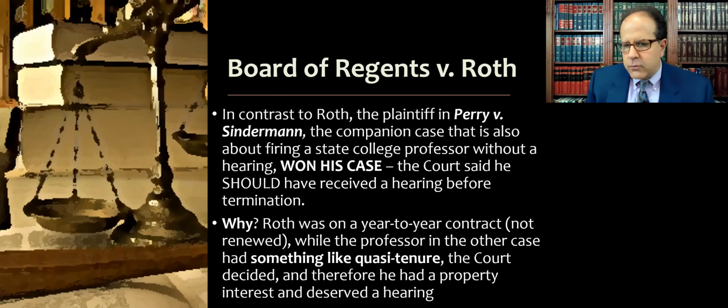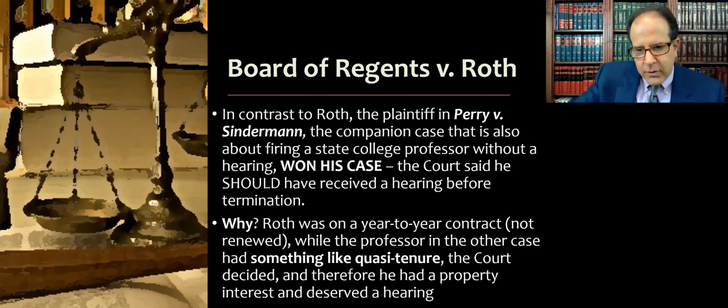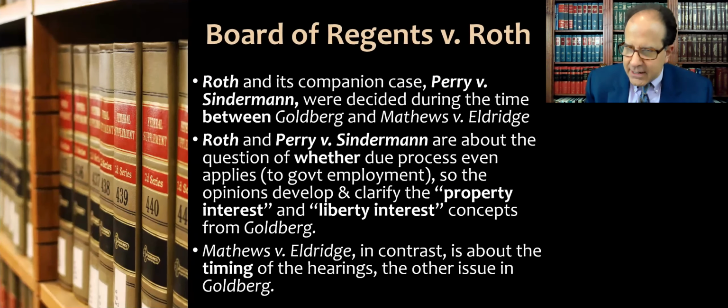Why? Well, remember, Roth was on a year-to-year contract that wasn't renewed, while the professor in the other case had been teaching for many years at his school, and the court decides that he has something like quasi-tenure. So they construe his employment situation, even though he officially was untenured, they decided that he constructively did, and therefore he had a property interest, and therefore he deserved a hearing. That's the big takeaway from these cases, is this is about whether you get a hearing and whether you have a property interest when you're a government employee.